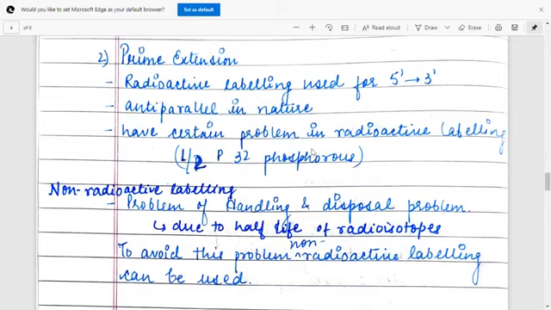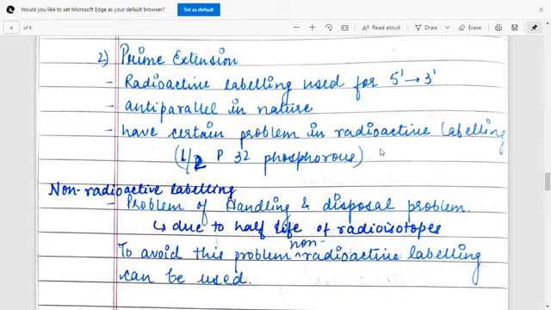Anti-parallel nature has certain problems. There are also problems while using radioactive labeling. First is the handling problem, since this is radioactive, and another problem is that the half-life of this phosphorus is short. By the time we utilize this for our purpose, it is going to be disintegrated.